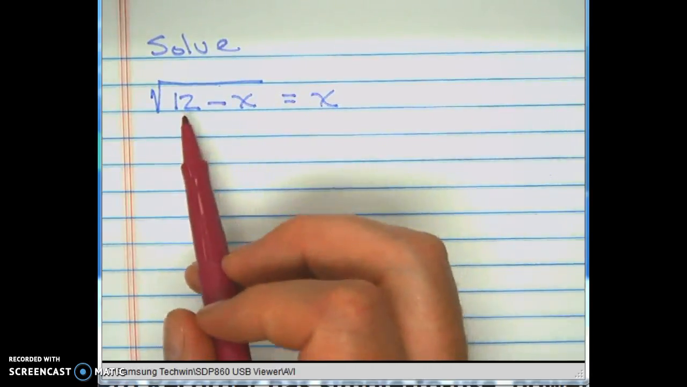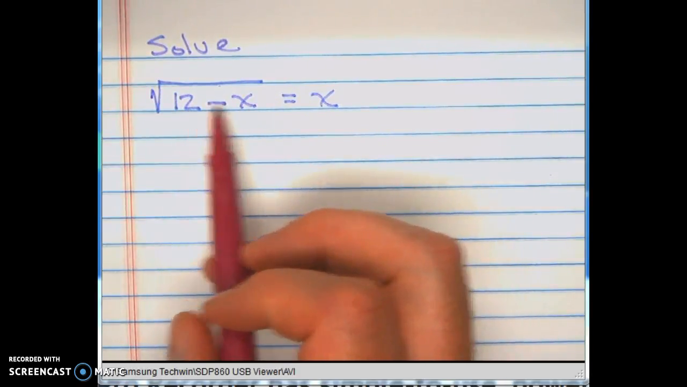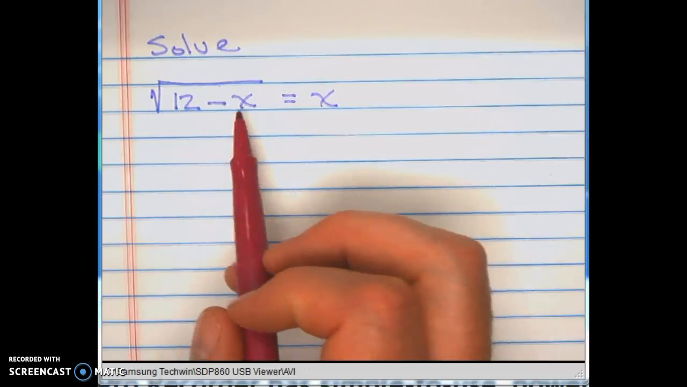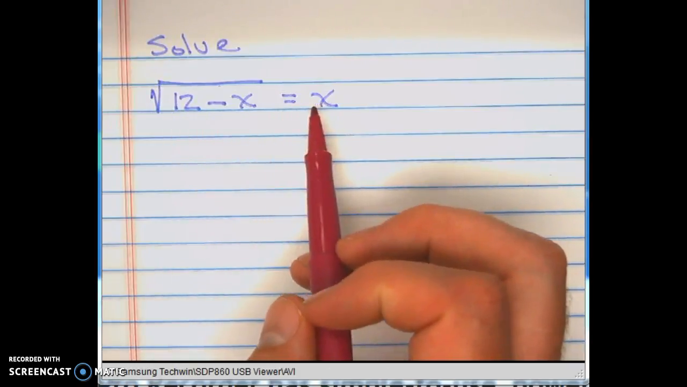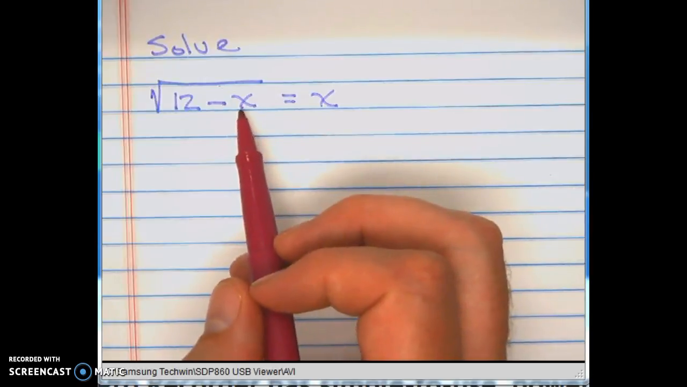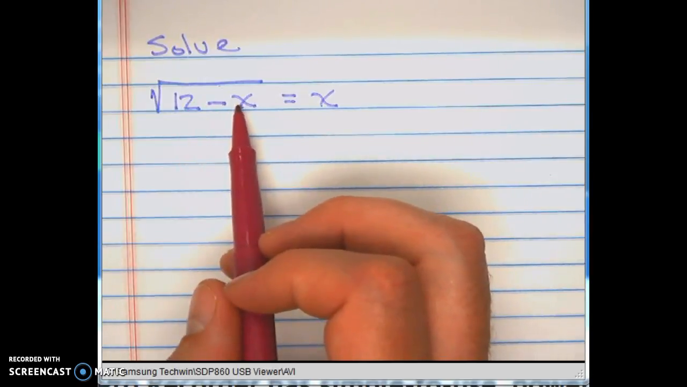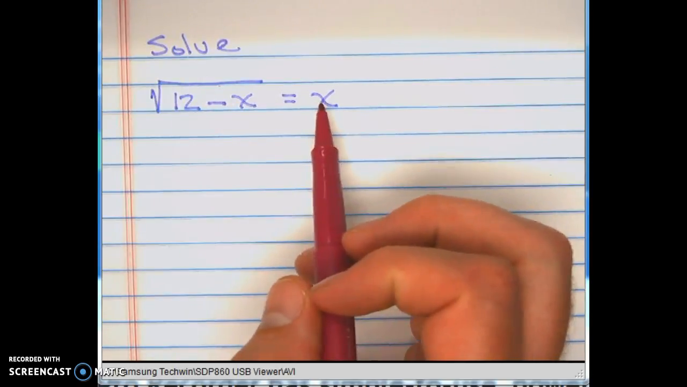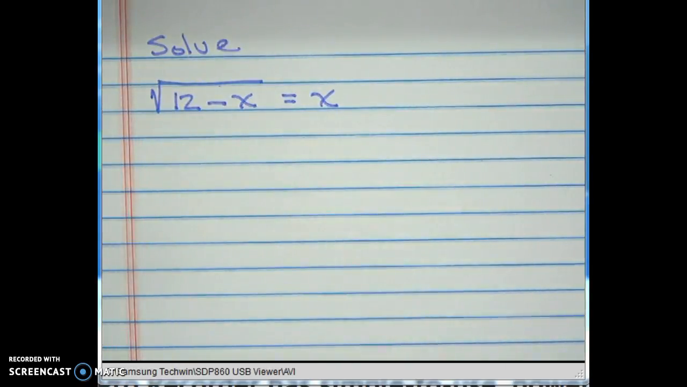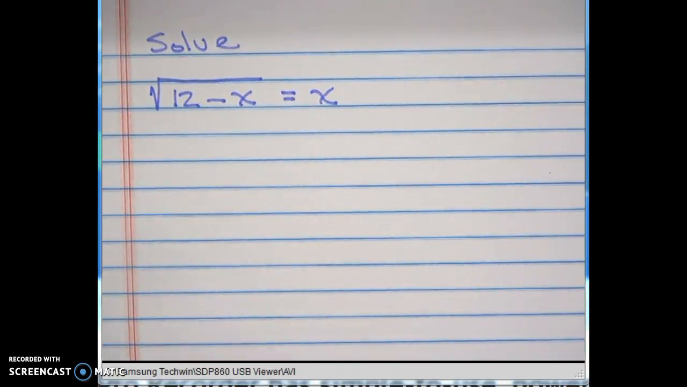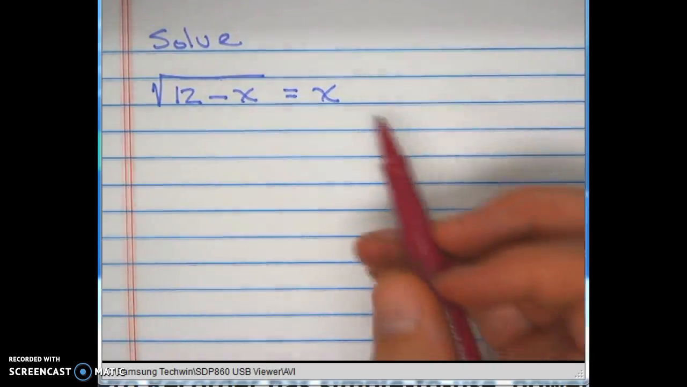I mean, you could even start thinking of numbers, like if x was 6, would the square root of 12 minus 6, would the square root of 6 equal 6? No, that wouldn't work. If x was 4, 12 minus 4 is 8. Is the square root of 8 equal to 4? No. And so you could start guessing and trying to figure it out. But instead of guessing, we can just use some basic algebra and just try to solve it, a step-by-step process.